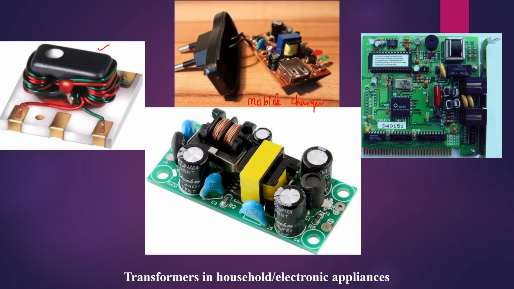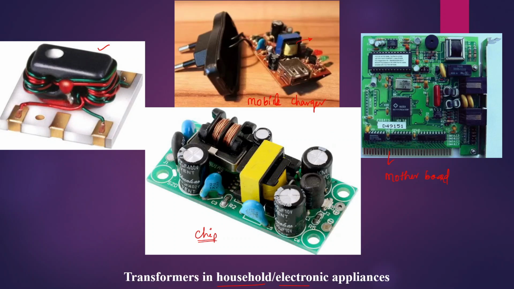And this is a computer motherboard, and this is a chip. So you can find a transformer in any electronic or household appliances, like a refrigerator, mobile charger, TV unit. All these appliances basically have a transformer.